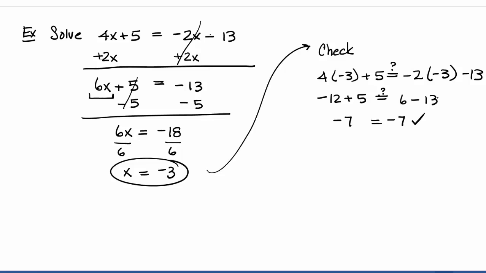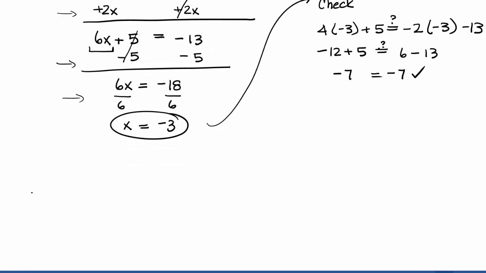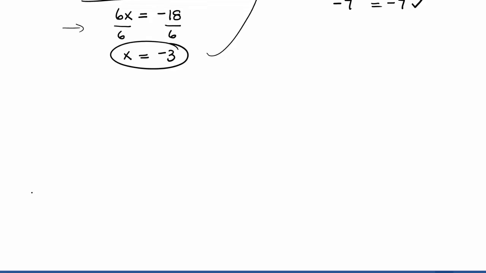But if you notice, I had to do this in multiple steps. The first step I had to do was to gather all my terms that had my variable in it on the left. I moved everything else to the right, and the last thing I did was divide. So this is what we talk about when we refer to multi-step equations, solving multi-step equations.